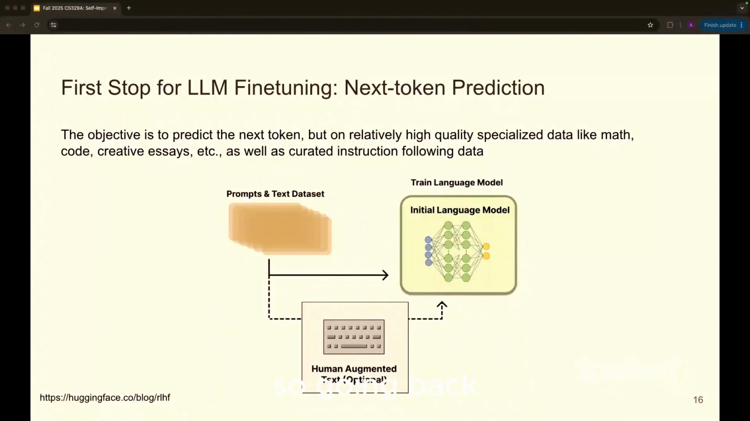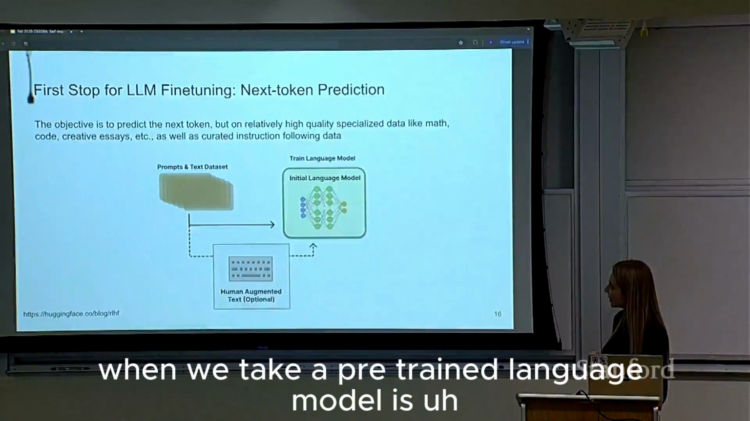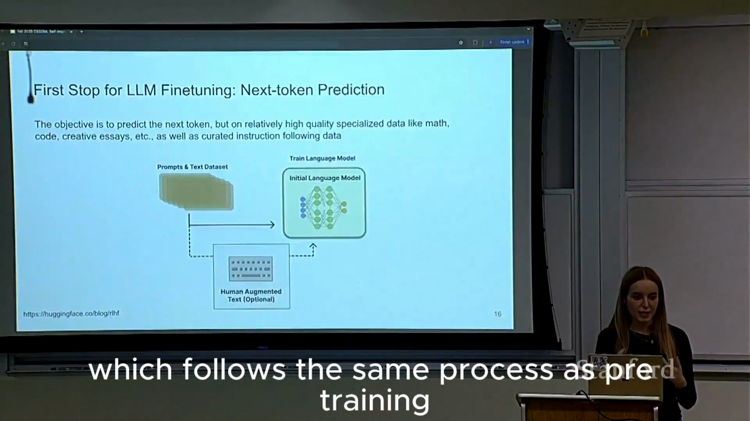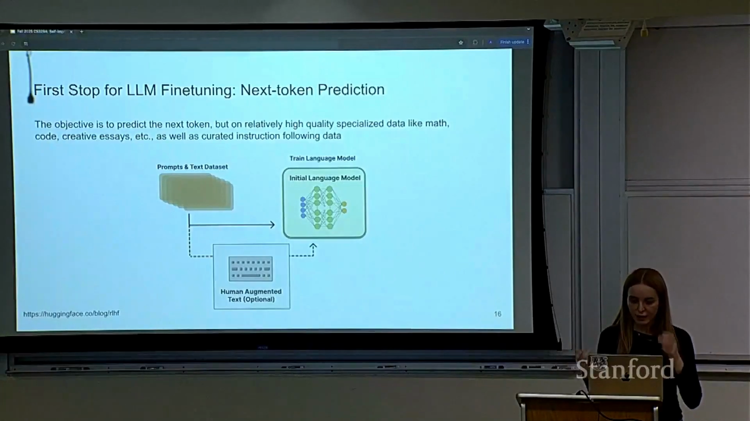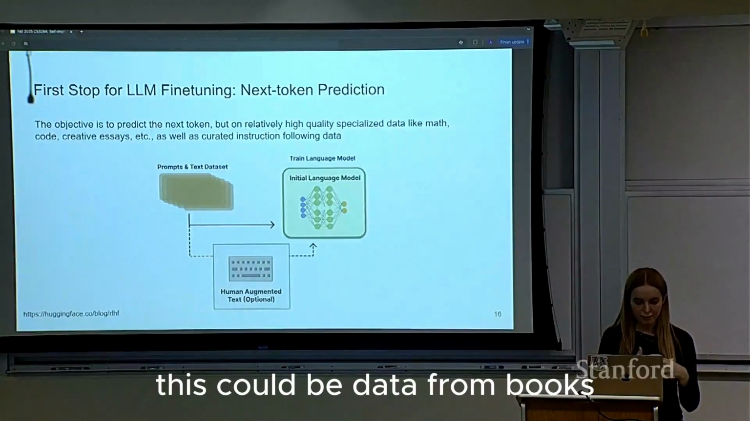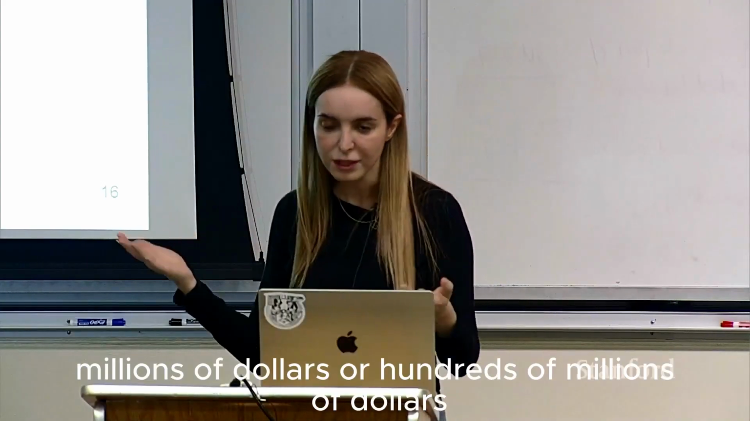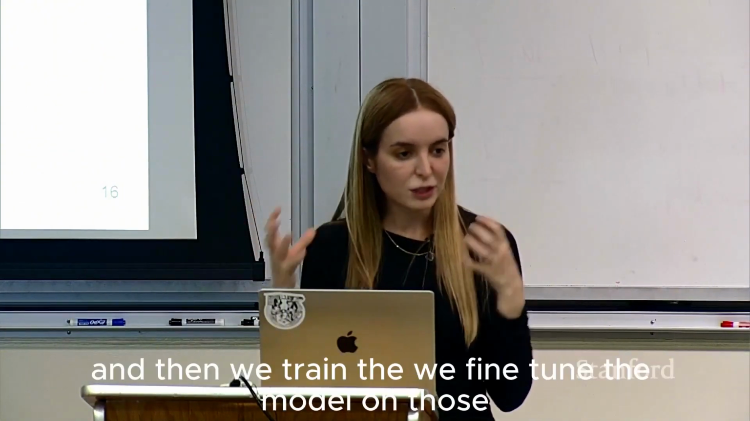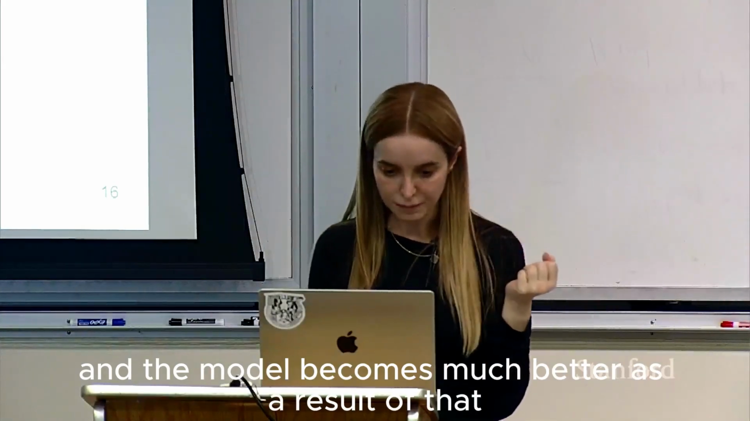So going back, let's walk through this process again. The first step when we take a pre-trained language model is fine-tuning with next token prediction, which follows the same process as pre-training, but this time on data that is much higher quality. For example, this could be data from books, creative essays, data that companies pay a whole lot for, potentially millions or hundreds of millions of dollars, because it's really high quality. Then we fine-tune the model on those, and the model becomes much better as a result of that.